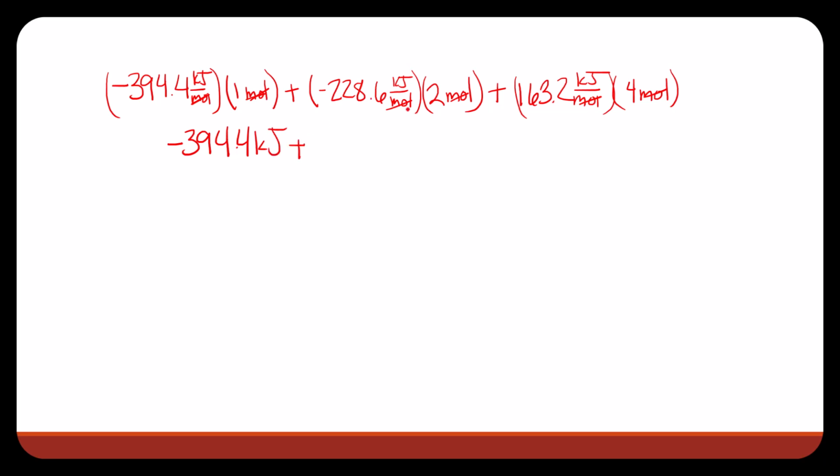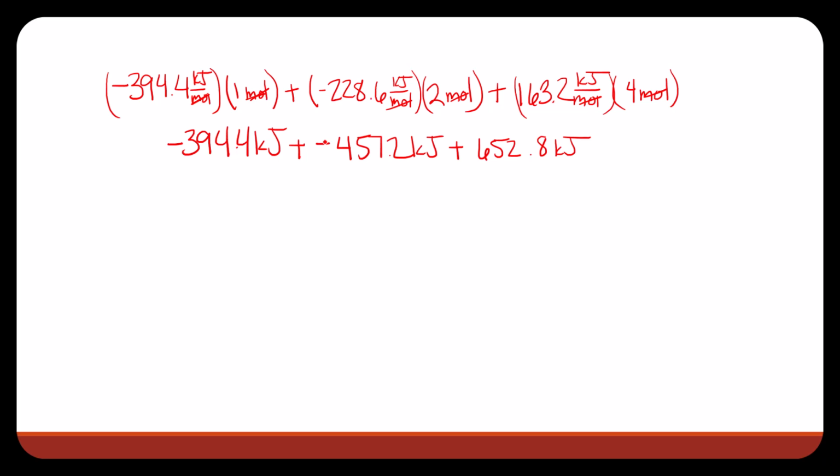Now we're going to add that to negative 228.6 times 2. And this value is negative 457.2. And again, the unit is kilojoules. Then we're going to add that to 163.2 times 4. And we get 652.8 kilojoules.